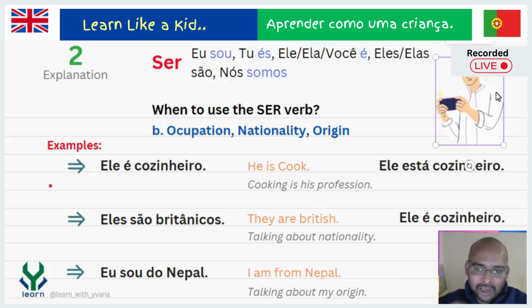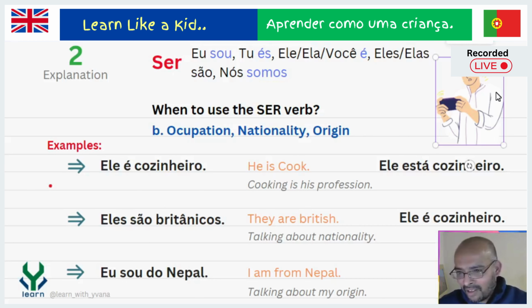And I show it to Mukendra, right? I'm sorry, Mukendra. And I say, "ele está cozinheiro," right? He is a cook. Like we say that if somebody comes to the house, he says, hey, it's so delicious. Who made this? I said, oh, Mr. This is a cook. So I say, "ele está cozinheiro," Mukendra, right?